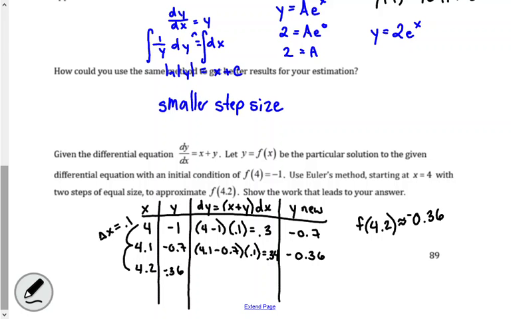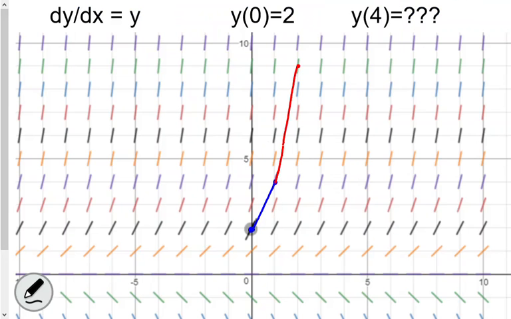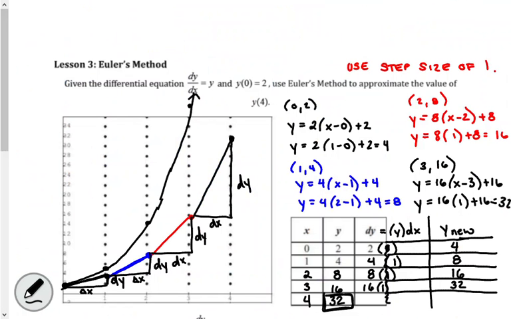Y new is, just think about it from a graph perspective. Y new is because you add your change in Y plus your original Y value to give you your new Y value. So this point would be dy plus where you started, plus your Y. You found dy. Right, so you do dy plus Y.